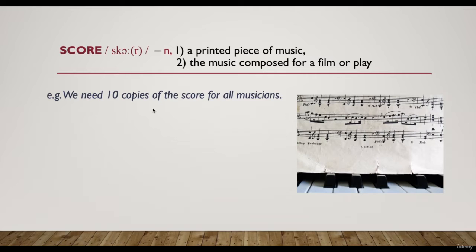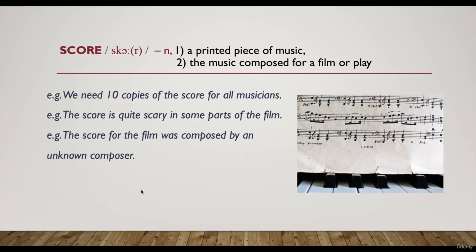We need 10 copies of the score for all musicians. Obviously here, a copy means a printed piece of music. So we need 10 copies like these in this picture. The second example, the score is quite scary in some parts of the film. Here, the score means the music in the film is quite scary. The score for the film was composed by an unknown composer, so we don't know who composed the music for this film.